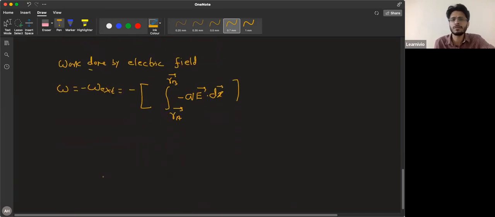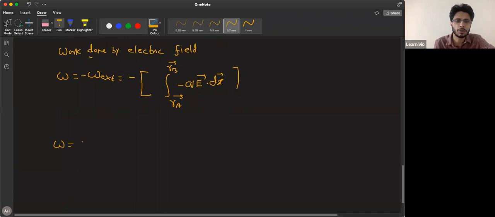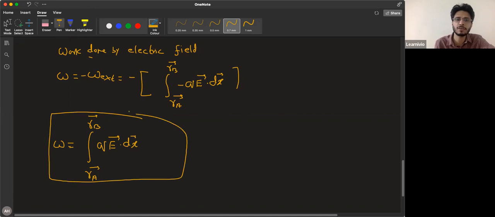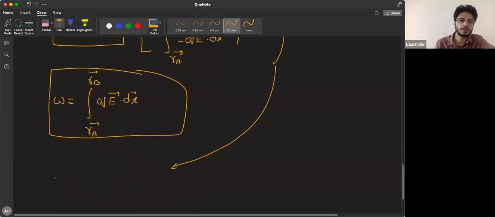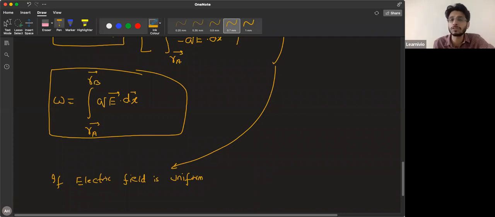So this negative and negative will become positive. So work done by electric field is integral of R_A to R_B of QE dot dx. So the difference between work done by external force and work done by field is that of a negative sign. Now, again, back to the same discussion. If I say that electric field is uniform, so when I say field is uniform, that value of field is not changing with position. You can say it's sort of a constant field.